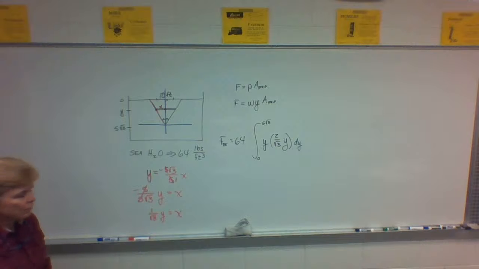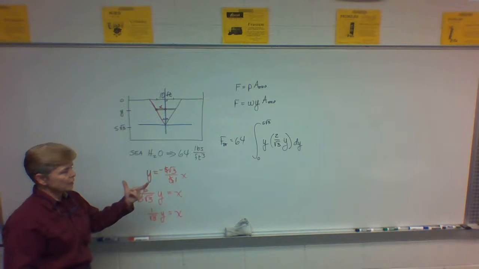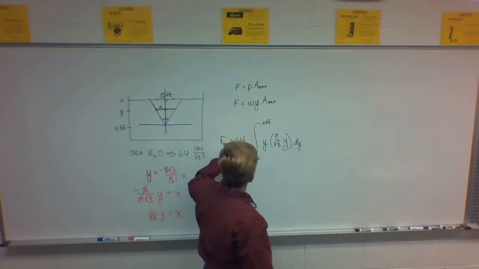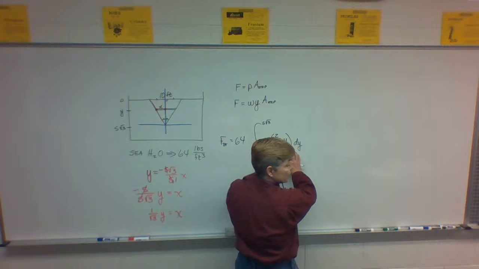See it? I need 2 of these. That's the 2 over the root 3 to get the length of that strip. So this is the weight density. This is the depth. This is the area of the strip. All of this right here.